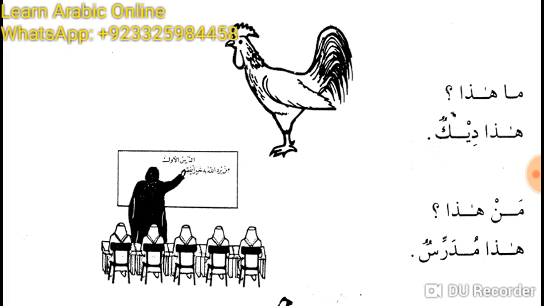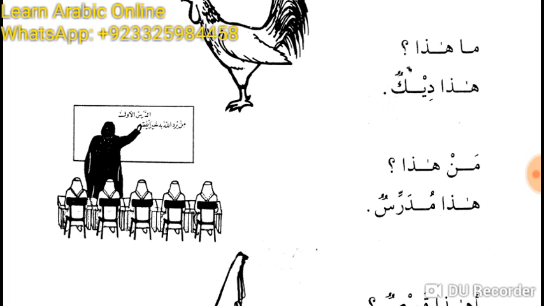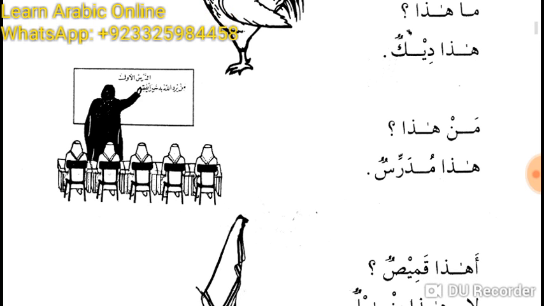Ma hatha? What is this? Hatha dikun. Yes, this is dikun. Hatha dikun. This is a rooster, or this is a chicken? This is a rooster. Okay. And then, man hatha? Who is this? Hatha mudarisun. This is a teacher.